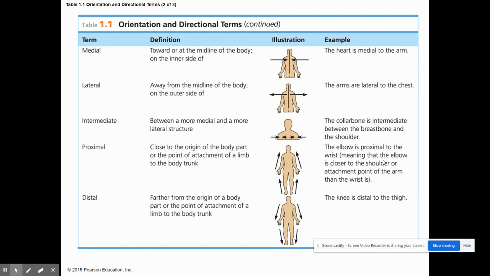And then this goes over the terms we were just covering with pictures and more examples. So another example of medial is the heart is medial to the arm because it's closer to the midline of the body. The arms are lateral to the chest because the arms are further away from the midline of the body. The collarbone is intermediate between the breastbone and the shoulder. The elbow is proximal to the wrist, which is the example I gave you. And then the knee is distal to the thigh because the knee is further away from the trunk than the thigh.